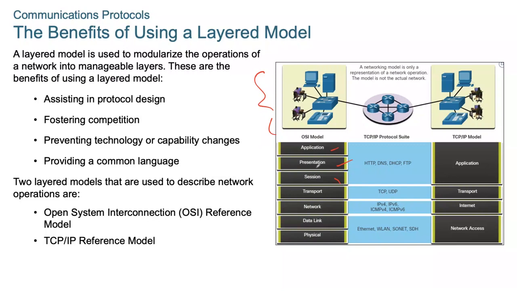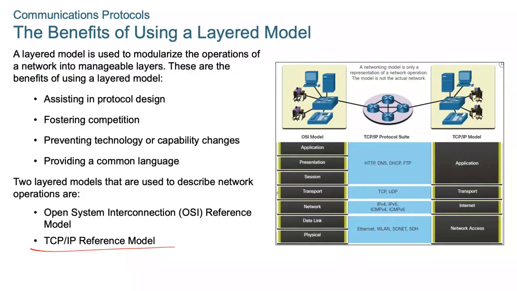If you see in this diagram, there are two layered models that are used to describe the network operations. You can see the Open Systems Interconnection reference model, or we can call it the OSI model. The OSI model consists of 7 layers: application layer, presentation layer, session layer, transport layer, network layer, data link layer, and physical layer. And the other layered reference model is the TCP/IP reference model.